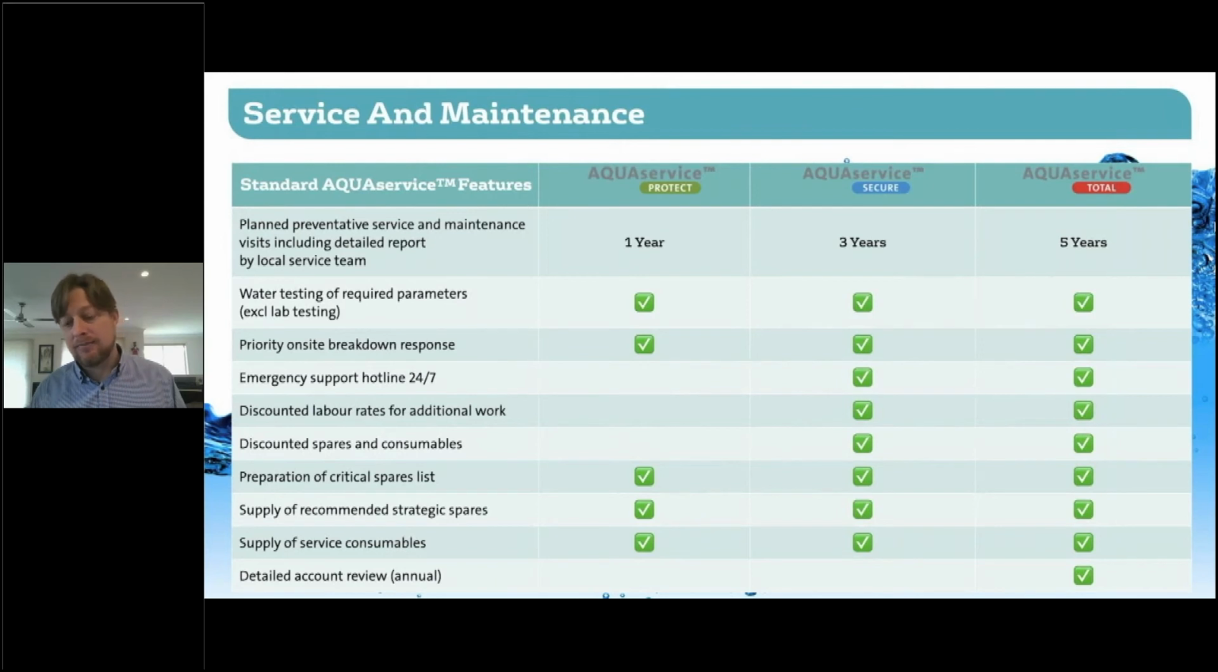We have service teams in every capital city, and are readily available. And we offer packages, from 1 year to 5 years as required as part of our aqua service teams. We have our 24/7 hotline. We offer discounts with our service contracts on our labour rates and spares and so on. We provide reports with each visit, and we test for the required parameters other than the lab tests to meet your compliance requirements.